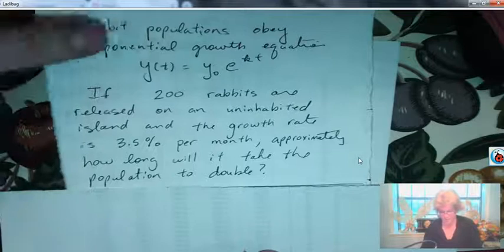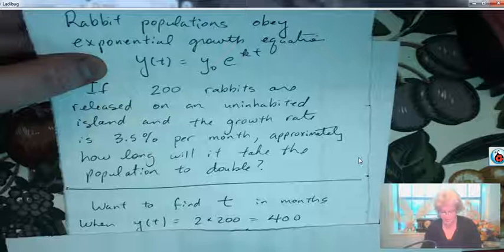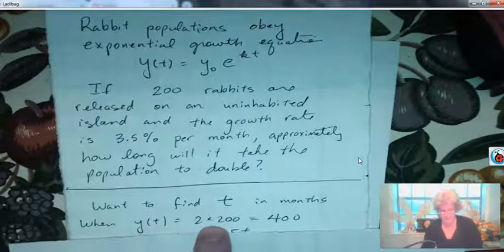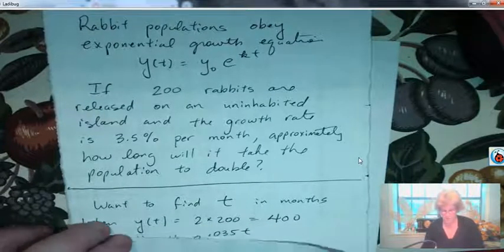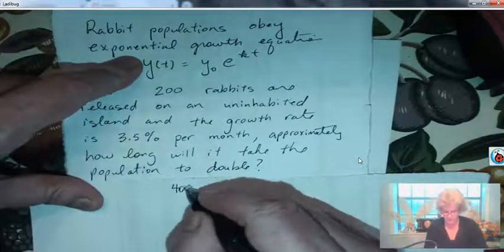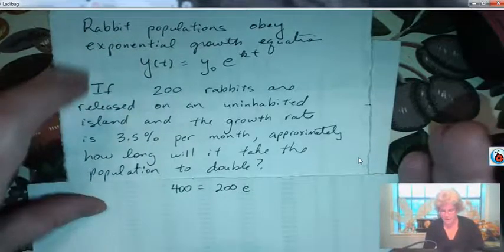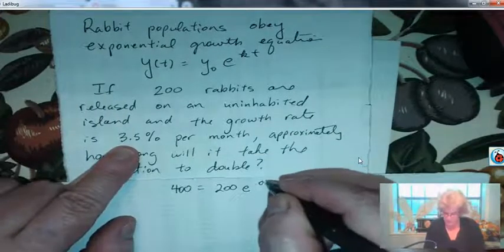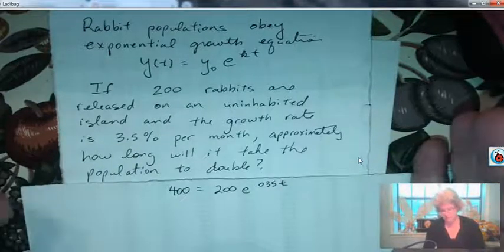Okay, so what we can fill in here is we want to find t, how long until the amount after time t is double what you started with. So this formula will become 400 is equal to what you started with times e to the power of k. Now this is a growth rate, so that will be positive 0.035, so 3.5 divided by 100, and then t. And we have to find t.